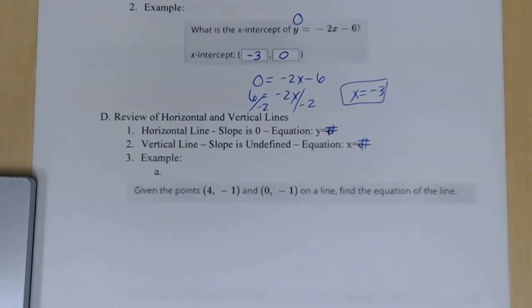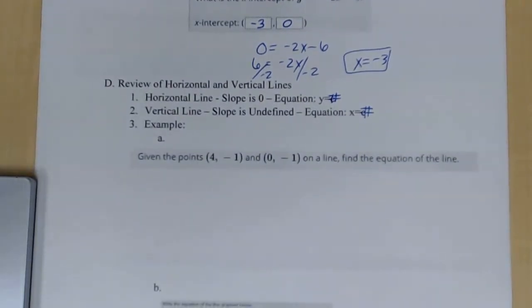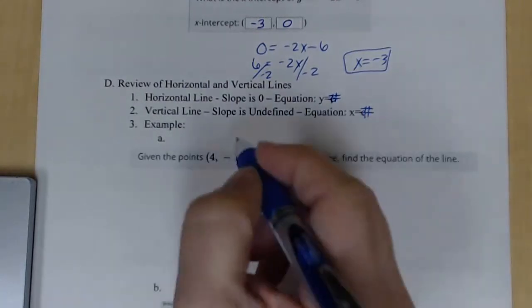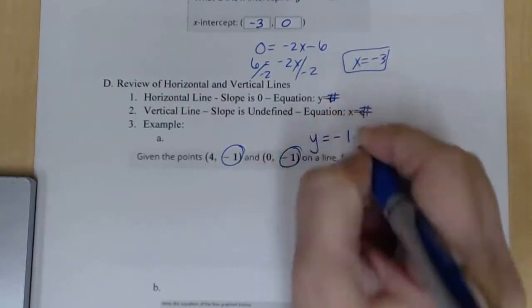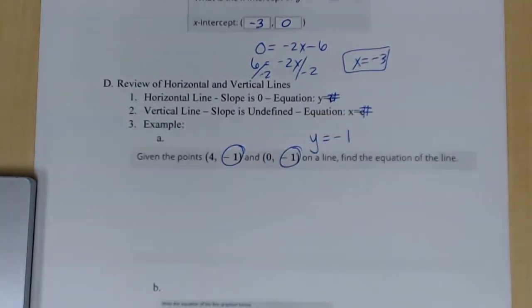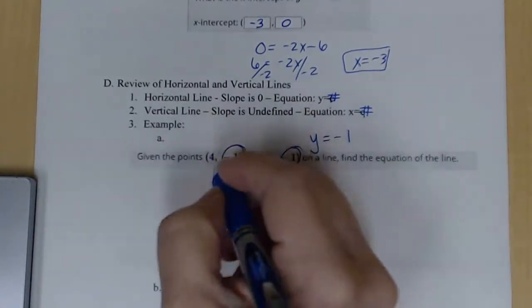Now I'll work two examples with you. It says, given the points (4, -1) and (0, -1) on a line, find the equation of the line. Well, first of all, if you got real familiar with those points in Unit 1, you'll notice that when the y values are the same, the equation is just y equal to -1. You're like, teacher, you went too quick. I didn't quite get that. Okay, let's take it back.